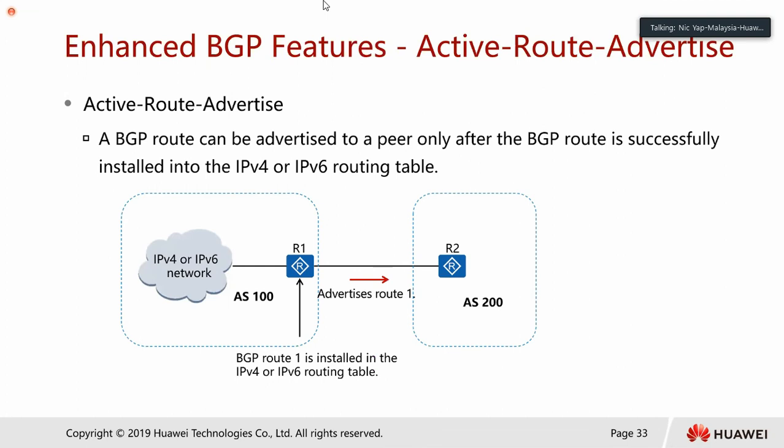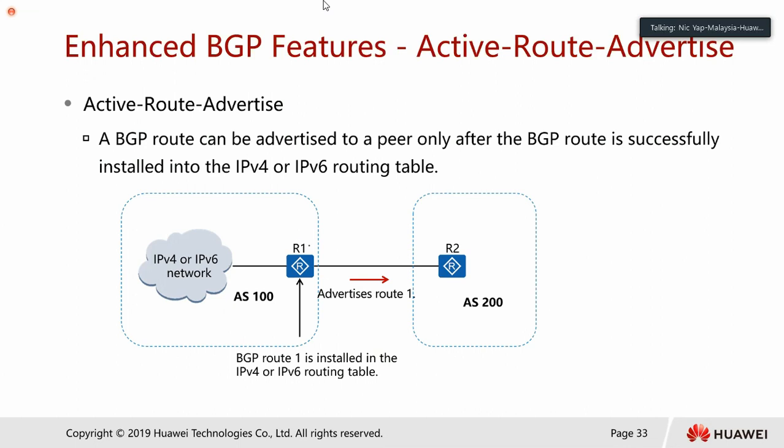The next one is active route advertise. Under active route advertise, a BGP route can be advertised only after the BGP route is successfully installed into the IPv4 or IPv6 routing table. You will find this very familiar. It is very similar to BGP synchronization, but this is not synchronization between your BGP and IGP. No, this is only between BGP and BGP.